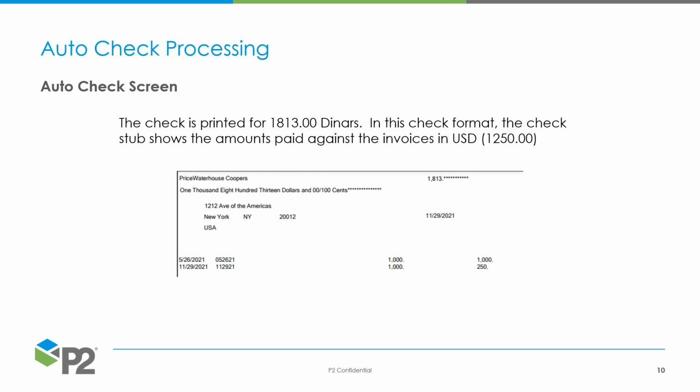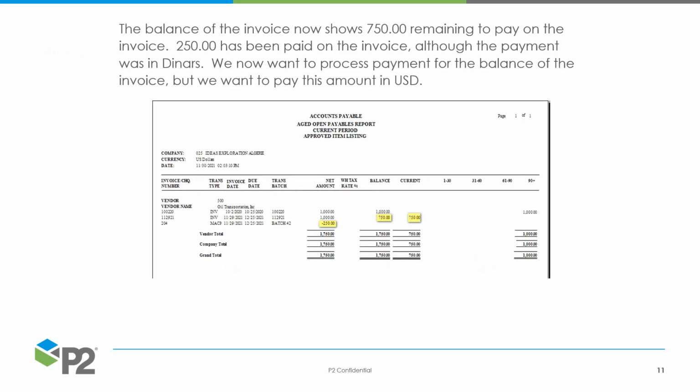So you will see, especially in the Aged Open Payables report, that all the entries of the invoice amount and the payments are in USD. You don't see the dinar values. So the balance of the invoice shows now $750 remaining to pay on the invoice. $250 has been paid on the invoice, although the payment was in dinars. And we now want to process a payment for the balance of the invoice, but we want to pay this amount in USD.